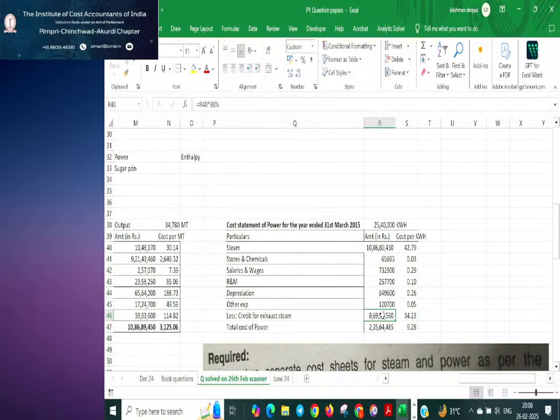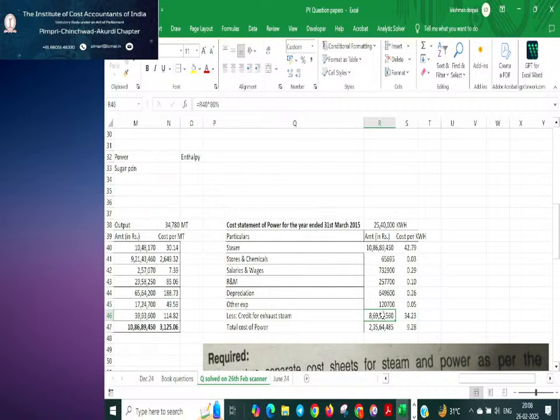Okay, so for example, now there is bagasse. Bagasse is used for steam. Now there is also another question. Will the entire bagasse be used for producing steam? And will the entire steam be used for power generation? No, not at all.